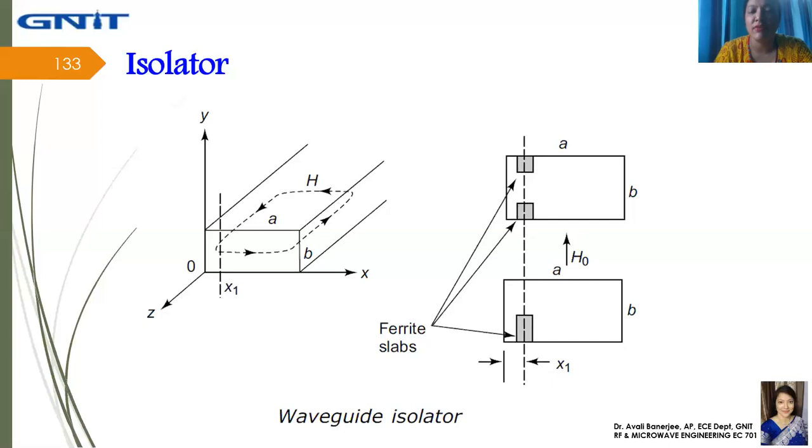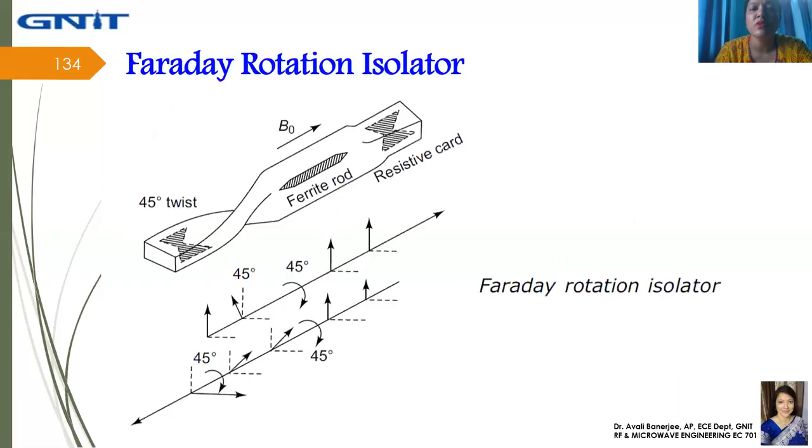The next isolator we will study is the Faraday rotation isolator. A Faraday rotation isolator is a circular waveguide section axially loaded with a ferrite rod of smaller diameter. This is shown in the figure. This is the ferrite rod, and this is the 45-degree twist, and this is the resistive card. So this is the Faraday rotation isolator.